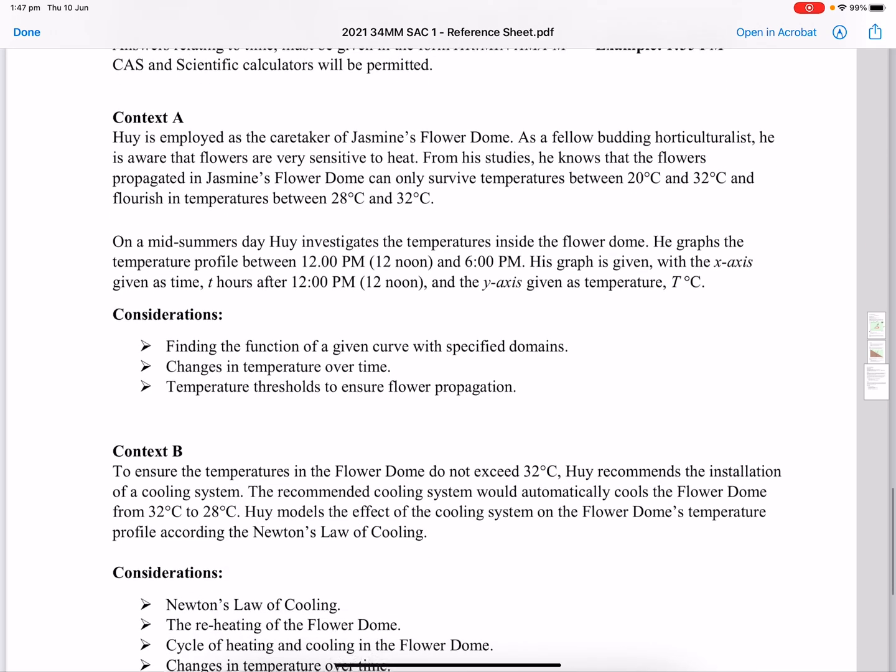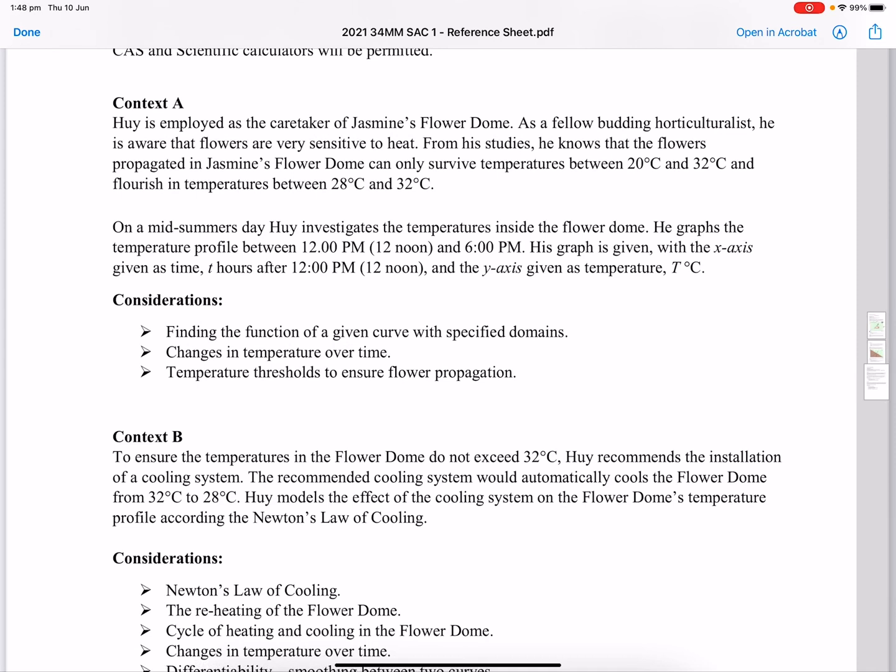So the context A of this part reads, Hui is employed as a caretaker of Jasmine's flower dome. As a fellow budding horticulturalist, he is aware that flowers are very sensitive to heat. From his studies, he knows that flowers propagated in Jasmine's flower dome can only survive temperatures between 20 degrees Celsius and 30 degrees Celsius and flourish in temperatures between 28 and 32.